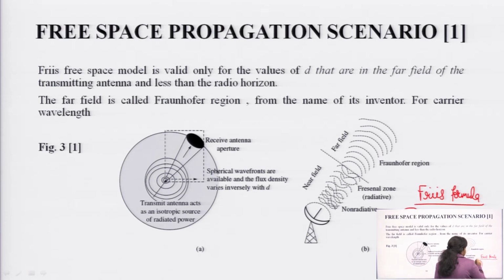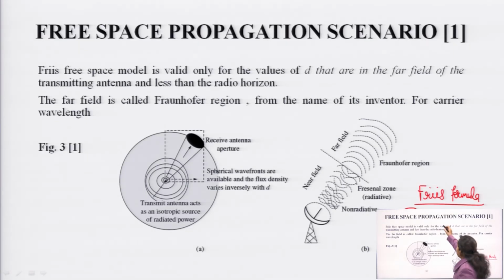This is known as Friss formula. Now, Friss formula is basically a formula that is used to calculate the received power. It is also used to calculate the effective temperature of amplifiers, that is, the effective temperature TE for different amplifiers which are connected in cascade. So, Friss formula is not specifically for PR, it will be used for TE also.